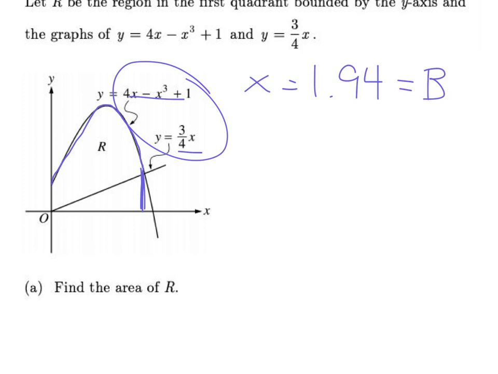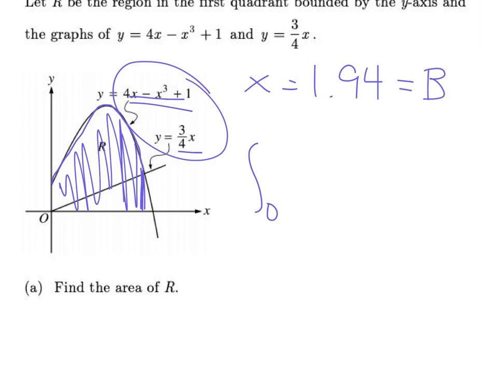So now my job is to figure out what this area is. So that deals with the cubic. So I'm going to integrate the cubic from 0 to my B value. And I'm going to integrate 4x minus x cubed plus 1 dx. This is a calculator question, so I can go ahead and type that in. Integrate 0 to B and then the function, and I get 5.9266. So I'll call that 5.927.